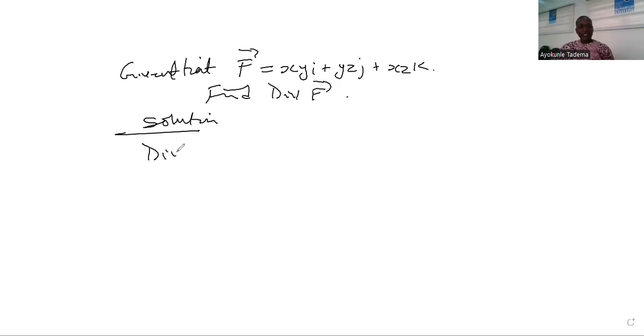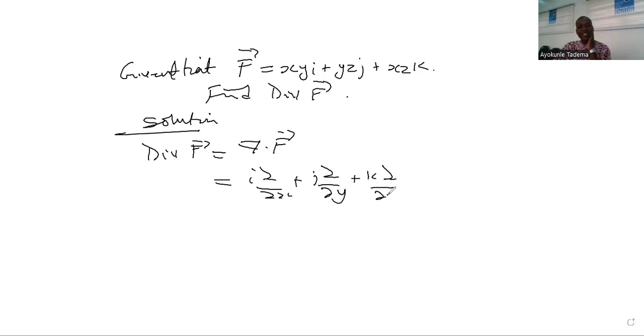We have div f equals nabla multiplied by vector f. And based on what we defined the other time, nabla is i ∂/∂x plus j ∂/∂y plus k ∂/∂z multiplied by vector f. And vector f is xy i plus yz j plus xz k. Now from here, we just open the bracket.